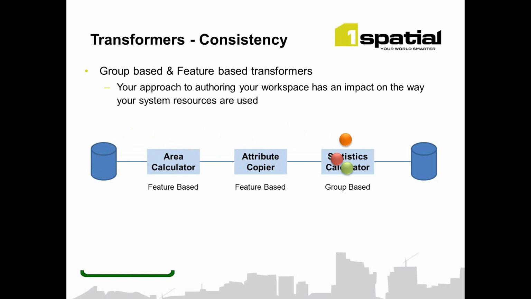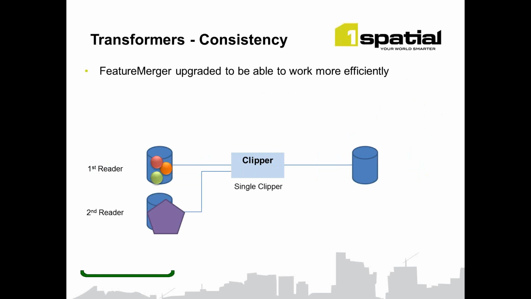Here, the area calculator calculates area, releases a feature to have its attributes copied, and then it ends up in the statistics calculator. The statistics calculator is a group-based transformer that has to wait for the last feature in the group to arrive before it can calculate the statistics. So, for example, calculate an average area. As soon as that operation has happened, which will happen in memory, those features can then be released, and they get released in the order in which they arrived out to the target data set. So that suggests that system resources can become important depending on the type of transformer you use.